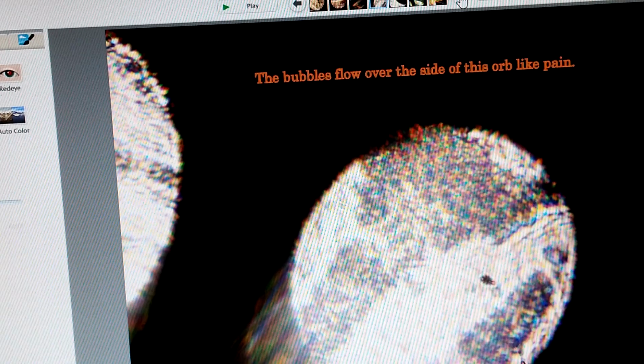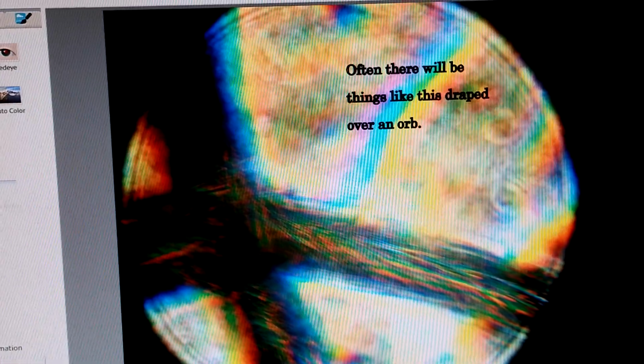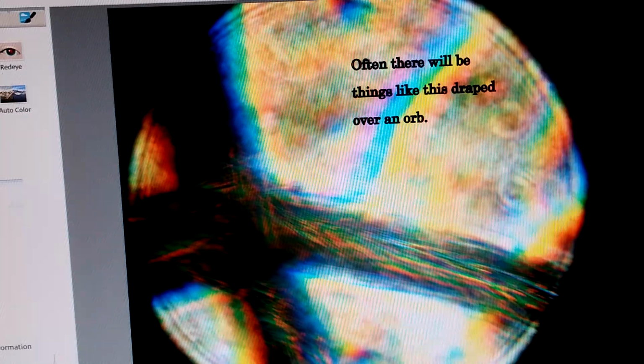The bubbles flow over the side of this orb like paint. You see there how they're falling over the edge. Here the bubbles are very colorful. I often refer to these bubbles as thought bubbles. Often there will be things like this draped over an orb.